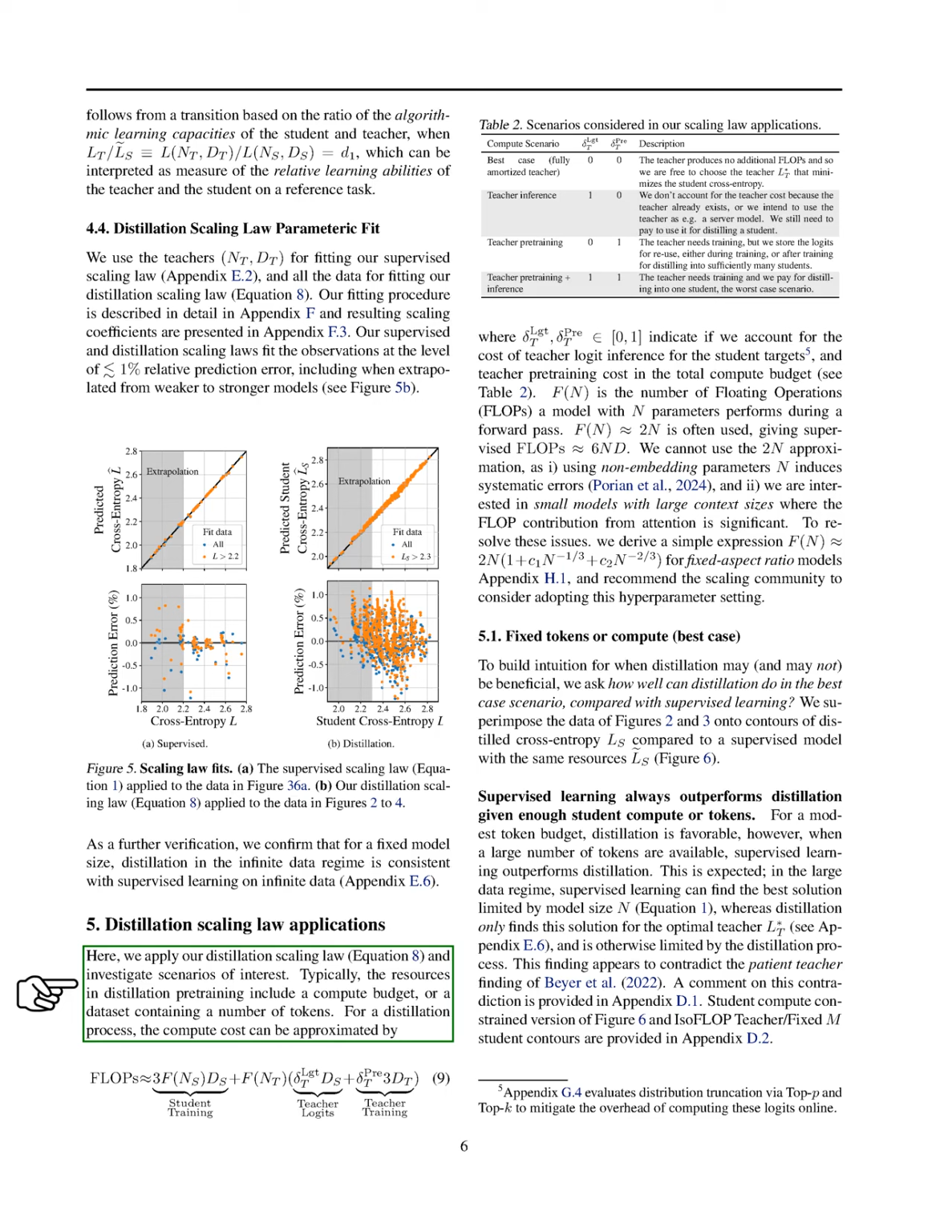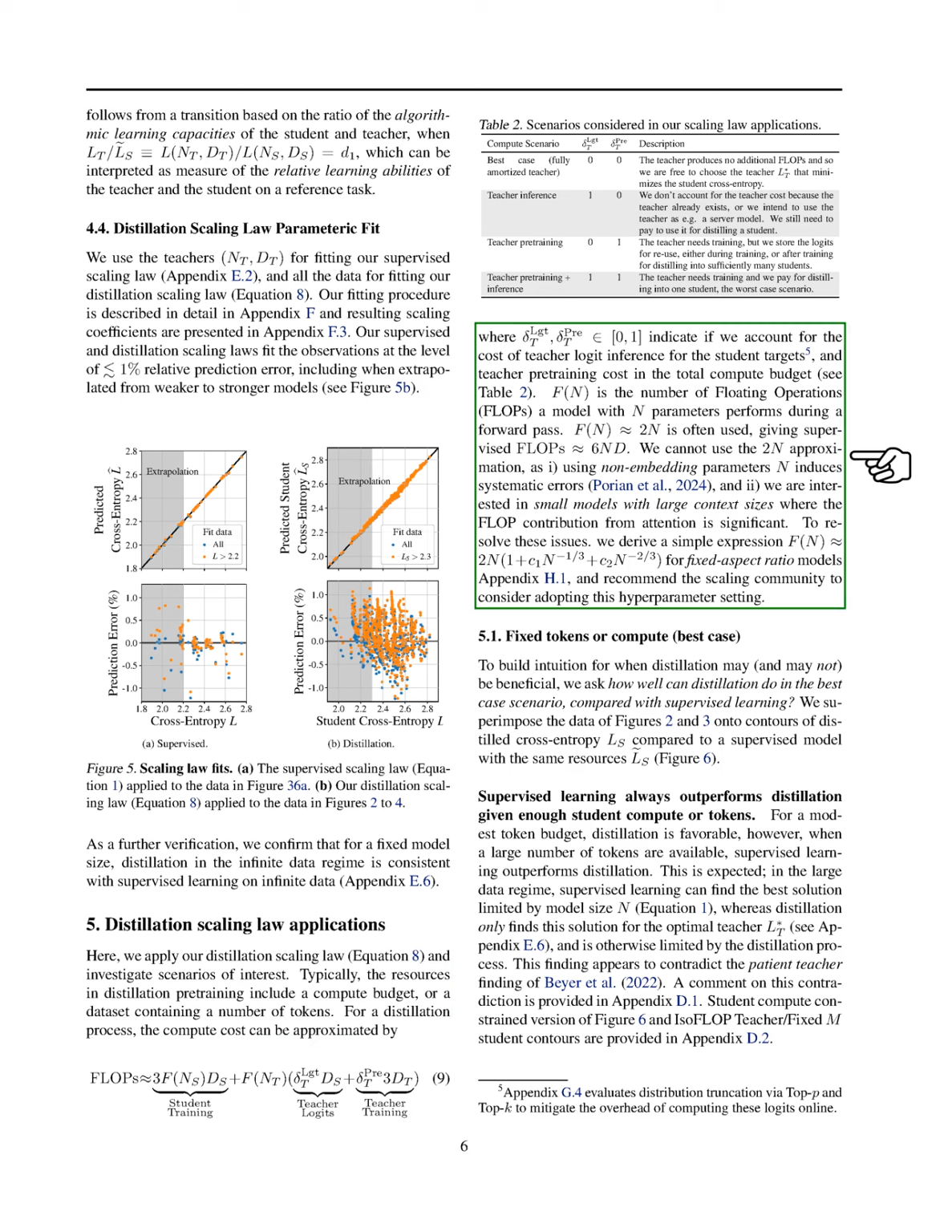Typically, the resources for distillation pre-training include a compute budget or a dataset with a certain number of tokens. We approximate the compute cost for the distillation process, considering the costs associated with teacher logit inference and teacher pre-training. We note that the number of floating point operations a model performs during a forward pass is significant, especially for smaller models with large context sizes, where the contribution from attention is notable.